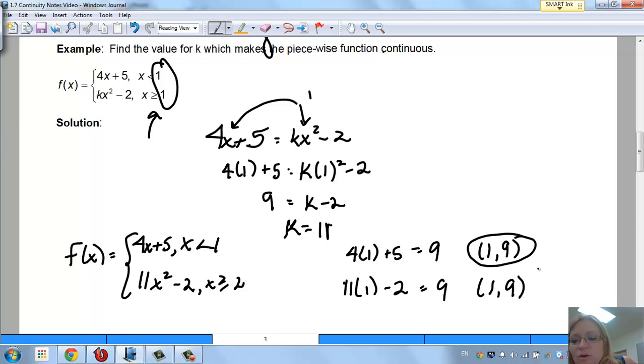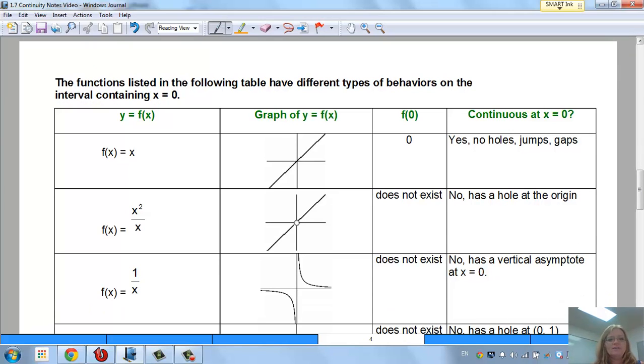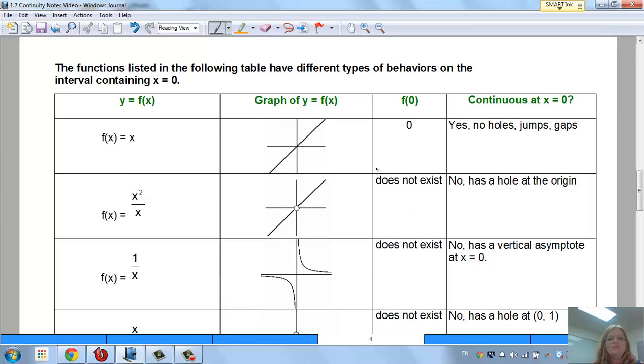This is kind of what I do for a check, to make sure, okay, that makes sense to me. Now this next page, there's not a lot of writing on it, but I wanted you to have it for your notes so that you can see certain functions here. So I have f of x equals x. That's the graph. f of 0 is 0, there are no holes or jumps, so this is continuous. Now I'm starting out with these, so I have x squared over x.